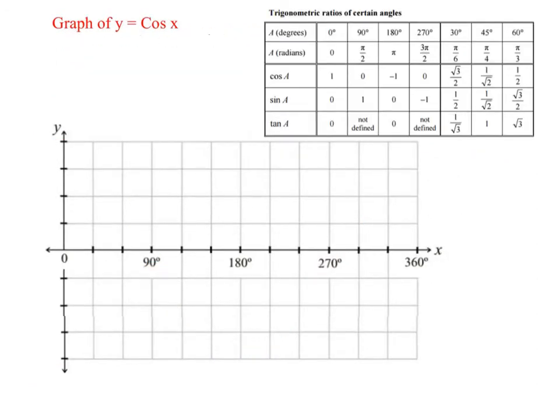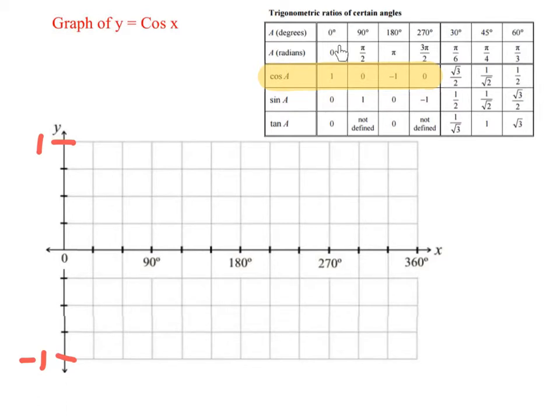Now we're going to draw the graph of y equals cos of x using the trigonometric ratios of certain angles from the formula tables. So my x-axis is labelled 0, 90 degrees, 180 degrees, 270 degrees and 360 degrees. I'm going to label my y-axis as 1 and -1. So I'm going to go to my tables and I'm going to go to the row that has cos of A, and I'm going to use these values.